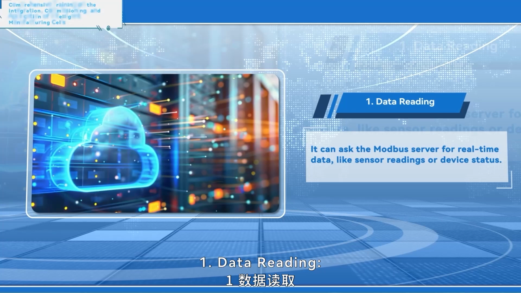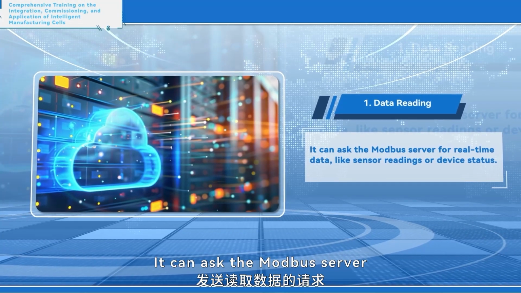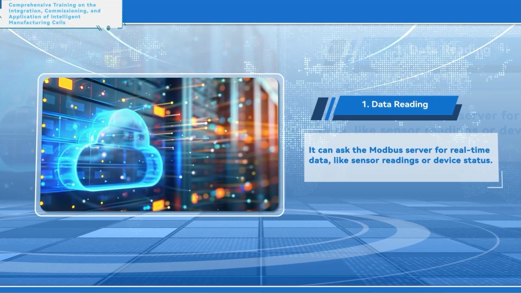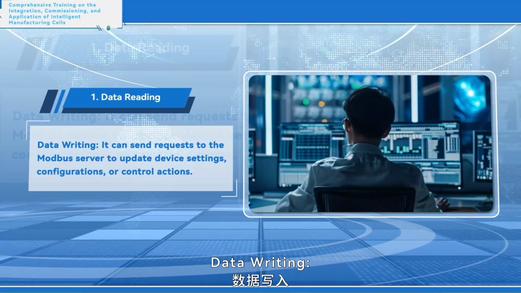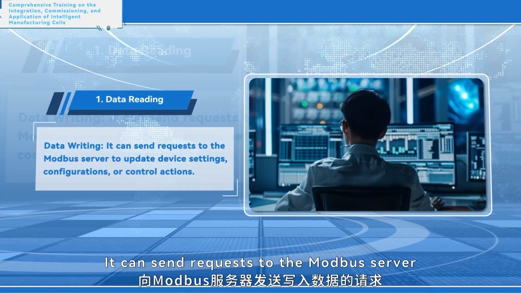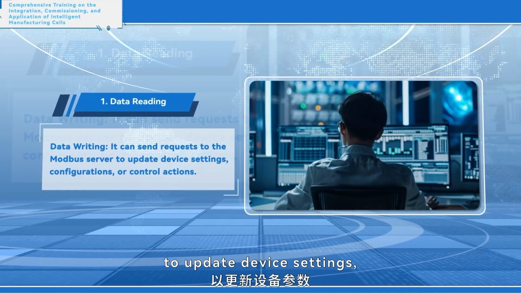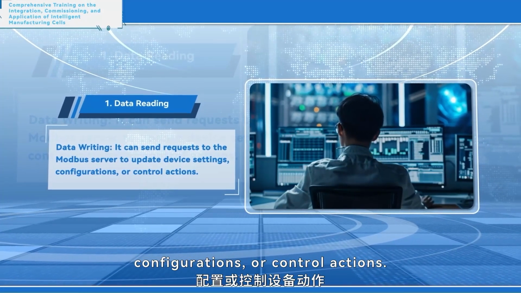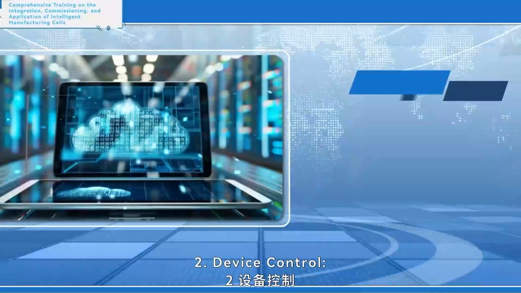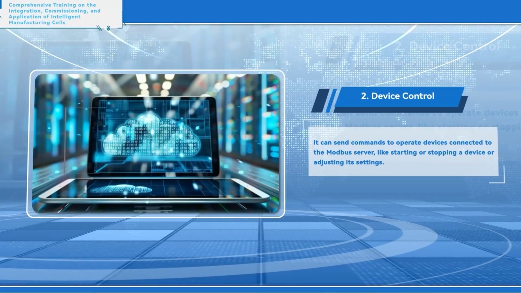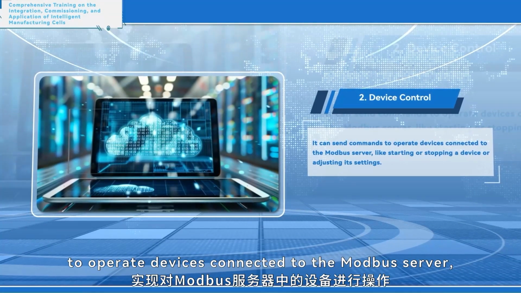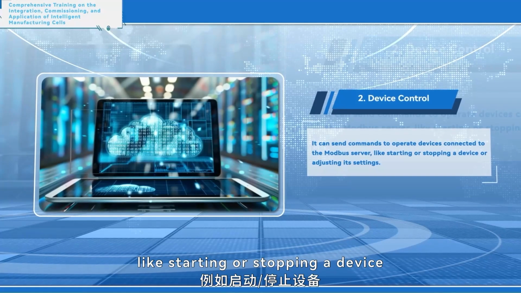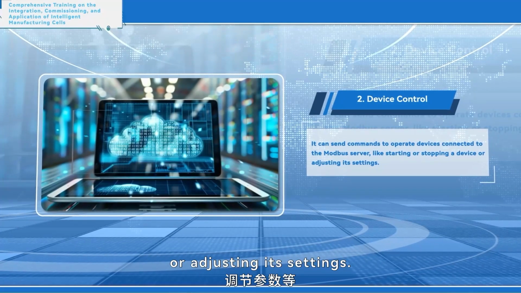1. Data reading. It can ask the Modbus server for real-time data, like sensor readings or device status. Data writing. It can send requests to the Modbus server to update device settings, configurations, or control actions. 2. Device control. It can send commands to operate devices connected to the Modbus server, like starting or stopping a device or adjusting its settings.